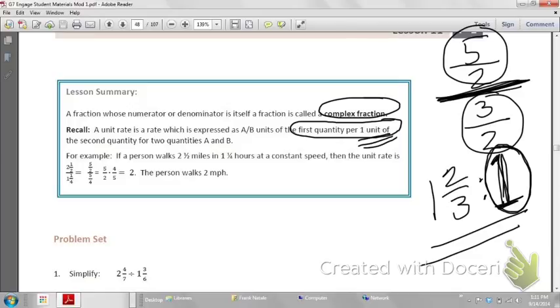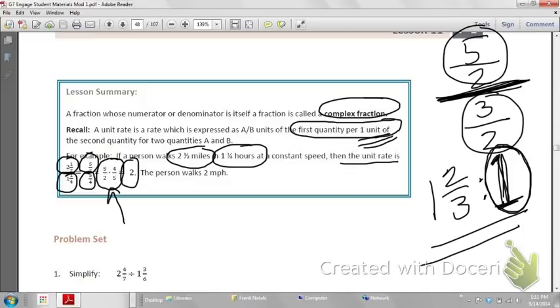It gives you an example here. If a person walks 2.5 miles in 1 1/4 hours at a constant speed, then the unit rate is, and it takes you through it. What we've been doing, 2.5 divided by 1 1/4, change those into improper fractions, and come up with our final equation using the reciprocal, changing division into multiplication, and then getting our unit rate, which in this case is 2 miles per hour.